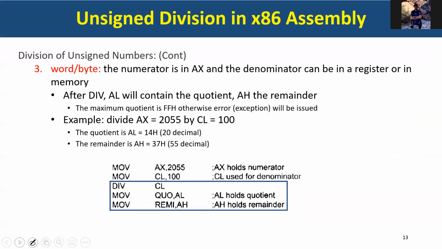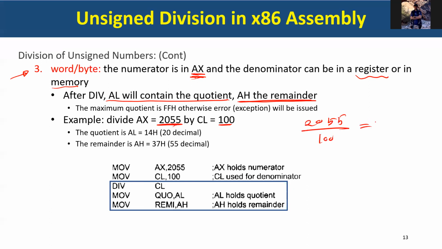Good. A third type is word over byte. So again, the numerator here should be 16-bit. That's why we use AX. And again, the denominator can be a register or a memory. After the division here, AL will contain the quotient, AH will take the remainder. Example, if we want to divide 2055 over 100, so let's do it. 2055 over 100, this will have a quotient of 20, and the remainder will be 55. So that will be the quotient, that will be the remainder.